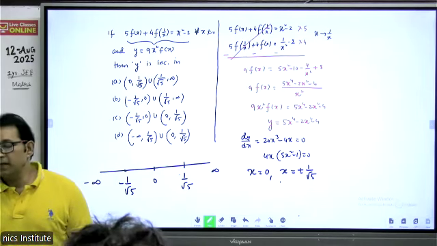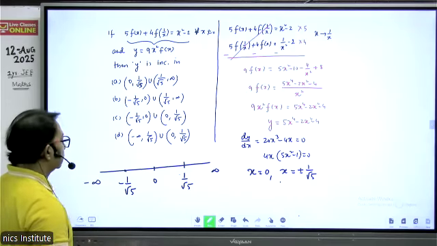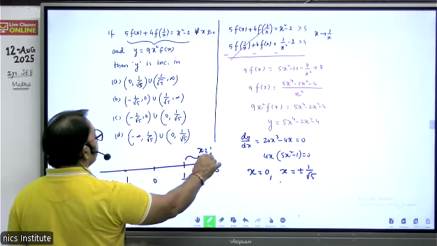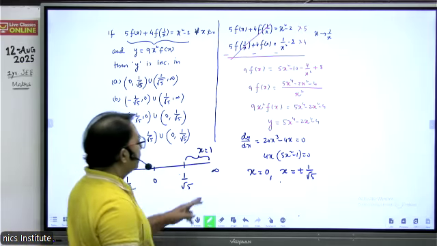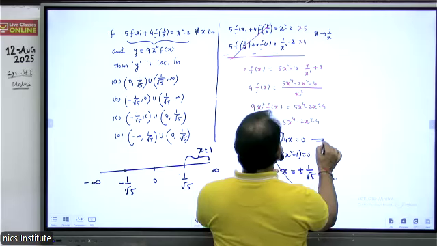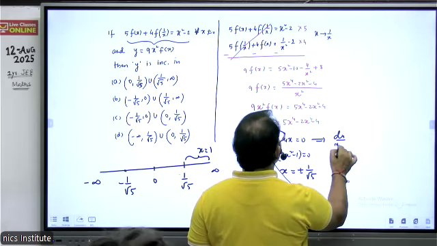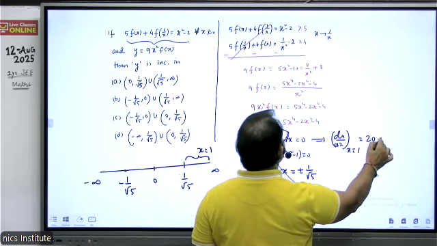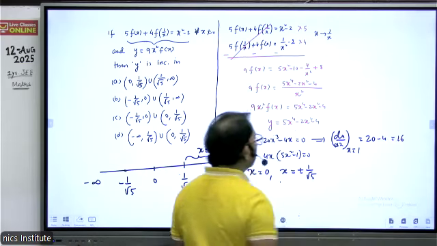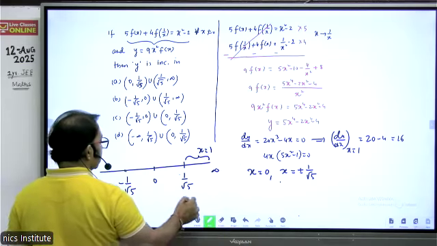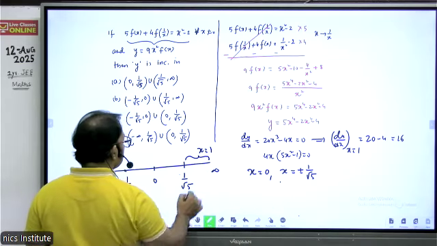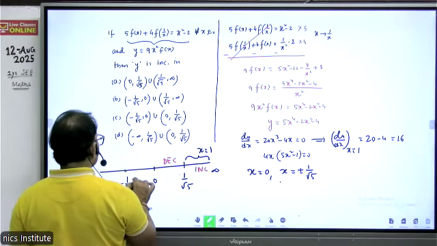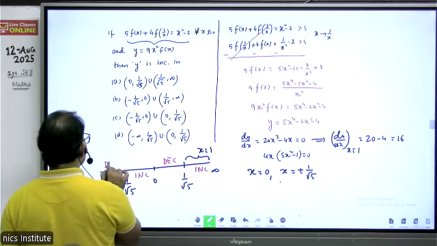Now, which is the simplest interval? I take this one. I can substitute x is equal to 1 over here. If I substitute x is equal to 1, will it be positive or negative? 20 minus 4, it's positive. That means here the function is increasing. Increasing, decreasing, increasing, decreasing.